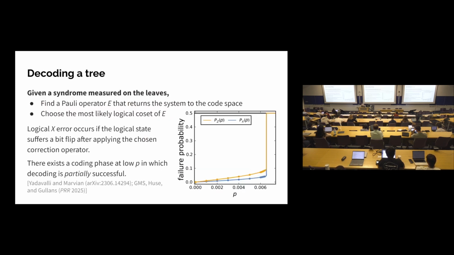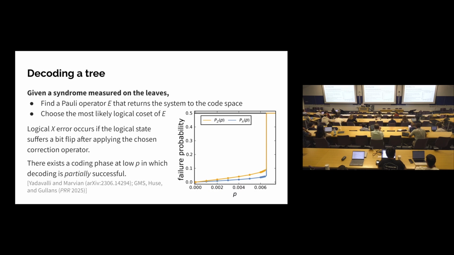So let's say we have this tree circuit, and we run this circuit from the root to the leaves, and then we measure out a syndrome on the leaves. How are we going to decode that syndrome? Well, it's actually quite easy. The basic idea for any decoding task is we have some syndrome, we find some error that will return our system to the code space, and then we choose the most likely logical class relative to that error. So should we take that error and multiply it by a logical X, a logical Z, a logical Y, and so on?